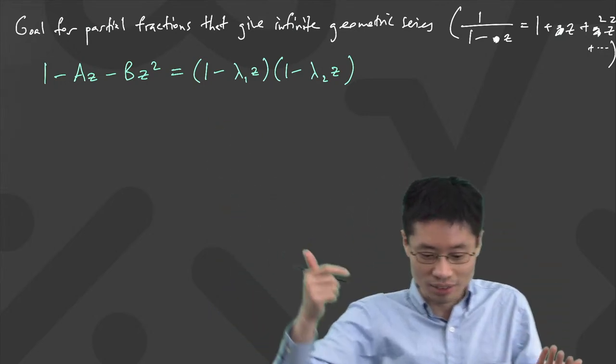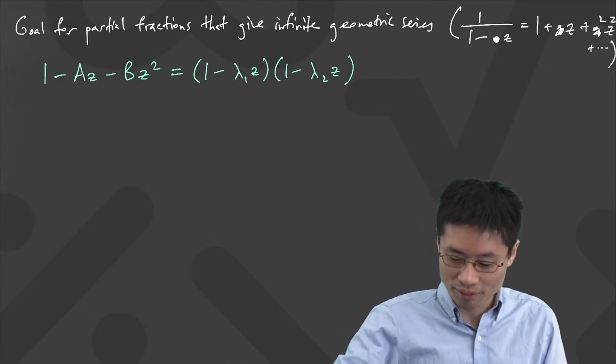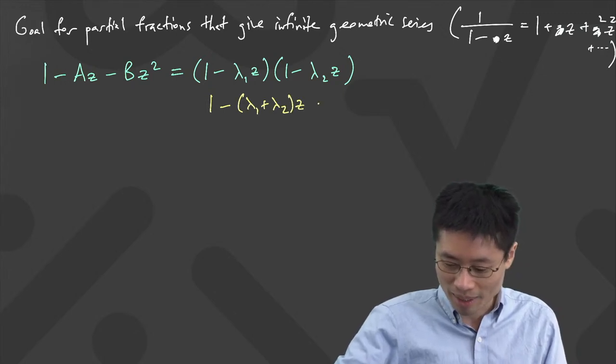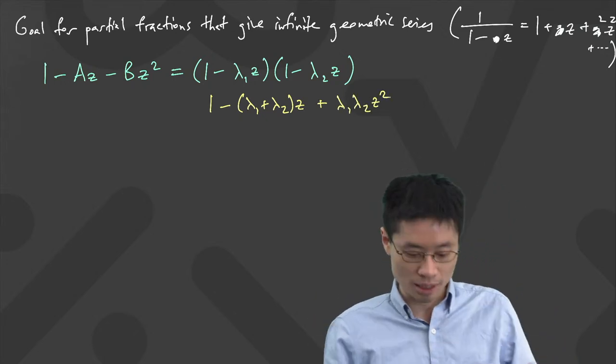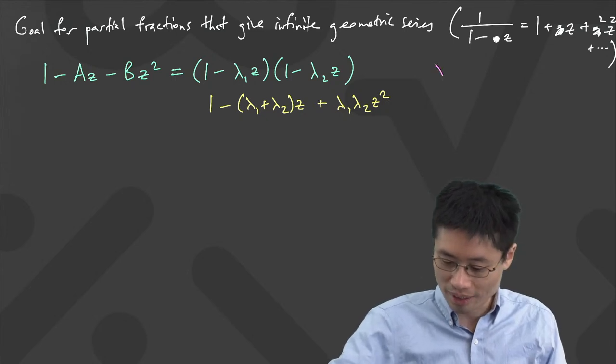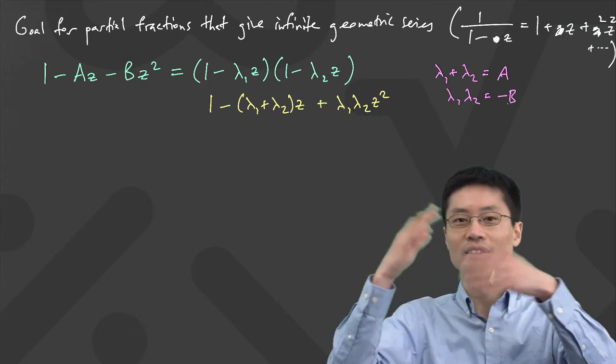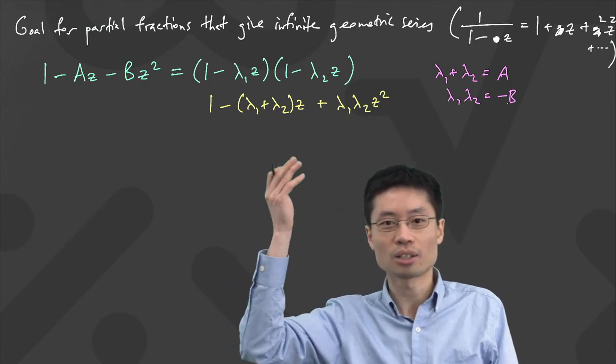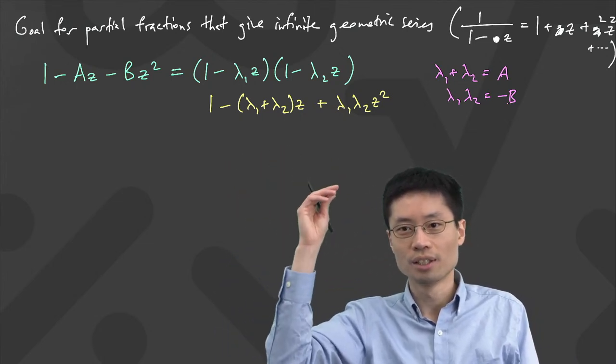You could just FOIL this thing out, and just to show you how painful that would be, if you FOILed it out, you'd end up getting 1 minus lambda 1 plus lambda 2 times z, and then plus lambda 1 lambda 2 z squared. And then you'd solve systems of equations. You'd say, okay, now I need lambda 1 plus lambda 2 equals capital A, and I need lambda 1 lambda 2 equals negative B. And then you go and try to solve this whole thing. Okay, that's one way. Don't do it. It's painful, and not only is it painful, it doesn't reveal the magic.